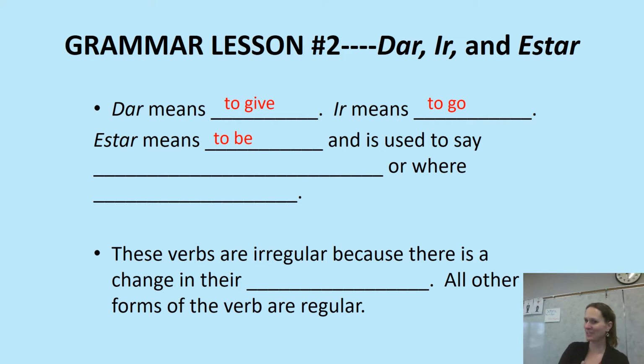Now before we get too far with estar, we already have a verb that means to be, right? That was ser. It was the first verb we ever looked at. Well, there are 2 different verbs in Spanish that mean to be. Ser you can kind of think of as being for more permanent characteristics, things like what someone looks like or their personality. Estar is used for things that are more temporary. Feelings and location are really your 2 main topics for estar. So estar is used to say how someone feels or where someone is at.